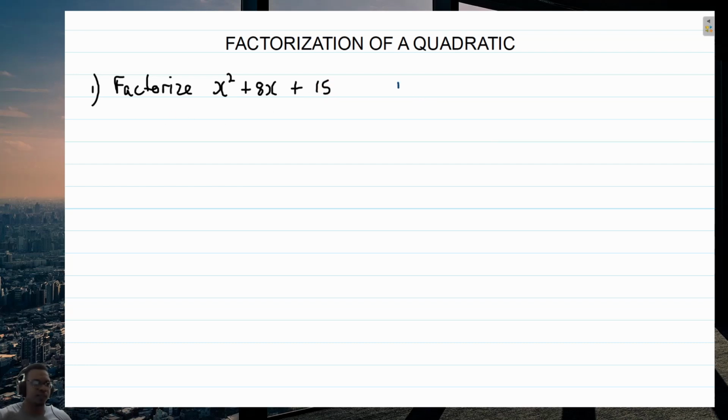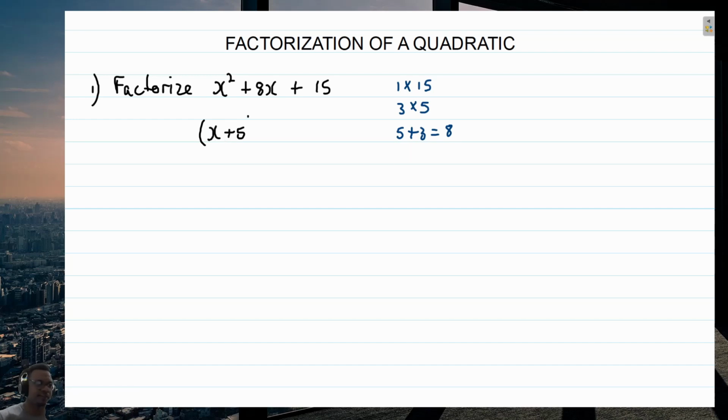So those will be 1 times 15 and 3 times 5. Now that's all the factors of 15 that I could find. Now I'm going to choose the pair that, when I add or subtract, will give me this middle term 8. So obviously 1 plus 15 or 1 take away 15 could never give me 8. But 5 plus 3 could give me 8. So 5 plus 3 is equal to 8. So that's positive 5 and positive 3. So I simply open my brackets and put those numbers in.